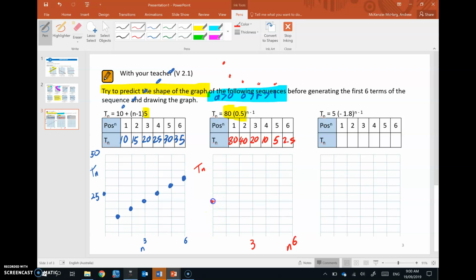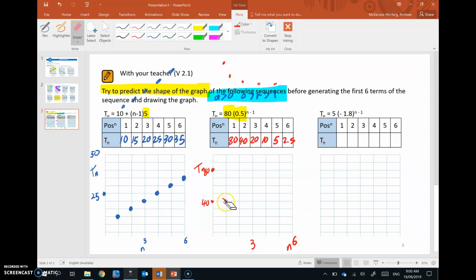10, 20, 30, I reckon we'll go up in tens. 50, 60, 70, and 80 there. And that's where we start. I'll use a cross this time. Second term, oops, beg your pardon. Now that would be with term 0.